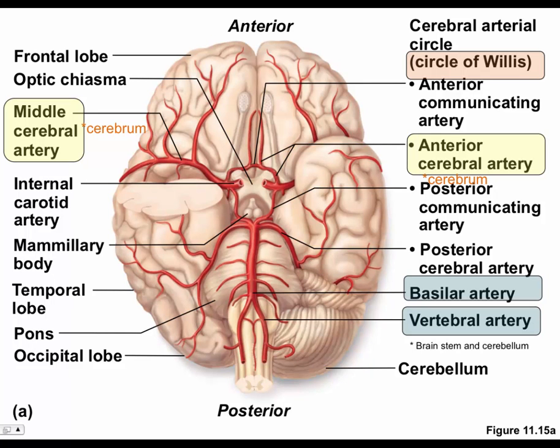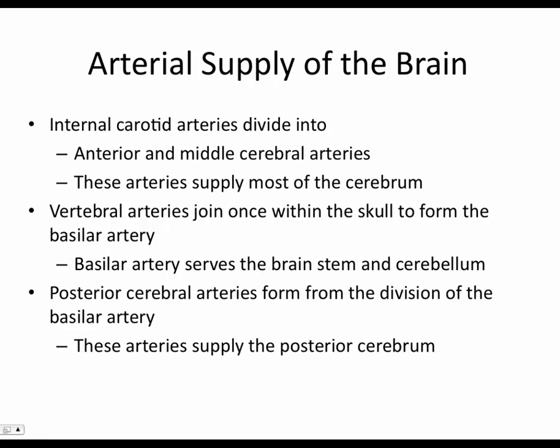Now let's take a look at what they look like. So here's that vertebral artery coming together from both your right side and the left side, and we're only forming together to combine to form one basilar artery. Now, next area we have is the posterior cerebral artery. This is a division from the basilar artery, and it's going to supply the posterior cerebrum.